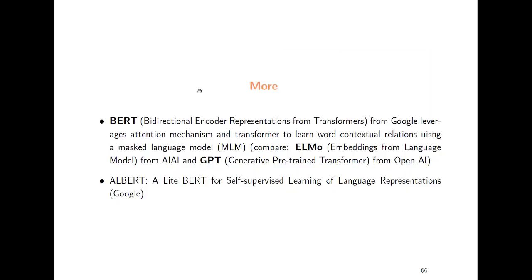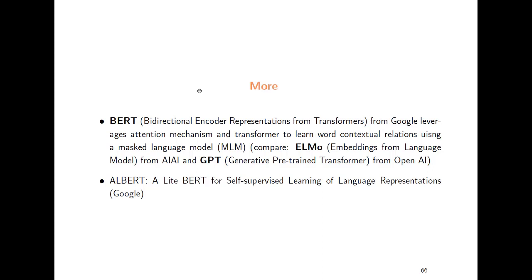So BERT, I mentioned before, stands for Bidirectional Encoder Representations from Transformers. From Google, it leverages attention mechanisms and the transformer to learn word contextual relations using a masked language model. ELMo is an approach for embeddings from language models, from AI2, I think it's called. And GPT, generative pre-trained transformer from OpenAI, produces a lot of news and attention because it's also used as a question answering system. And a lot of people use it and abuse it.